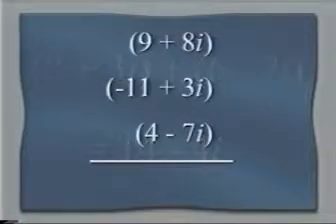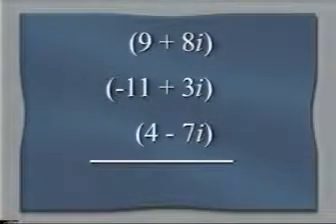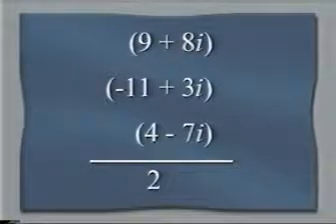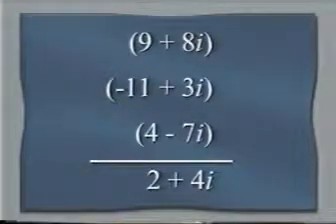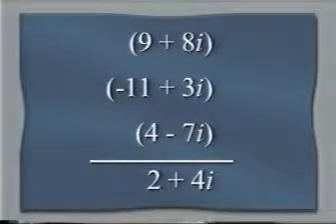Second problem, 9 plus 8i plus negative 11 plus 3i. And then we'll add to that a 4 minus 7i. So now we have three numbers to add. Doesn't make a difference. We add the reals, 9 plus a negative 11 plus 4 is 2. And we add the imaginaries. 8i plus 3i minus 7i is positive 4i. So the answer is 2 plus 4i.